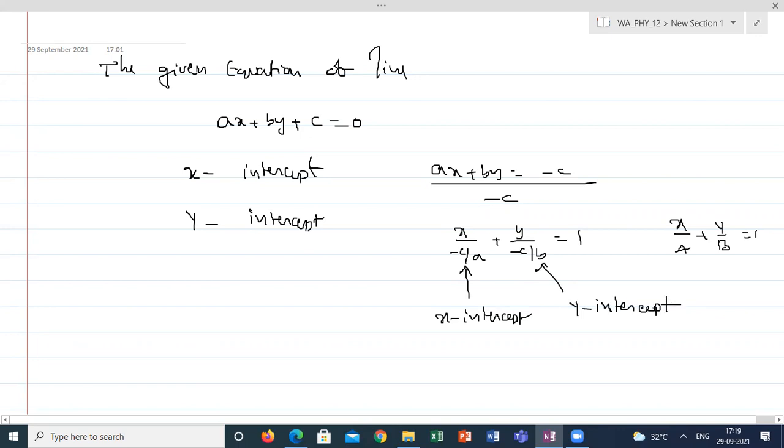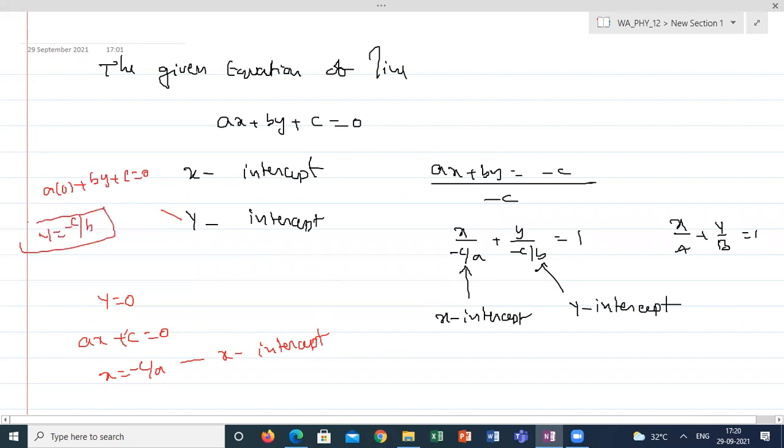Instead of comparing with the intercept form, how will I get the x-intercept and y-intercept easily? I already told you x-intercept means y-coordinate is 0. So substitute y is equal to 0 and solve for x. So ax plus c is equal to 0, x is equal to minus c by a. So this is your x-intercept. And y-intercept means where the x-coordinate is 0. A into 0 plus by plus c is equal to 0. So y is equal to minus c by b. This is your y-intercept.